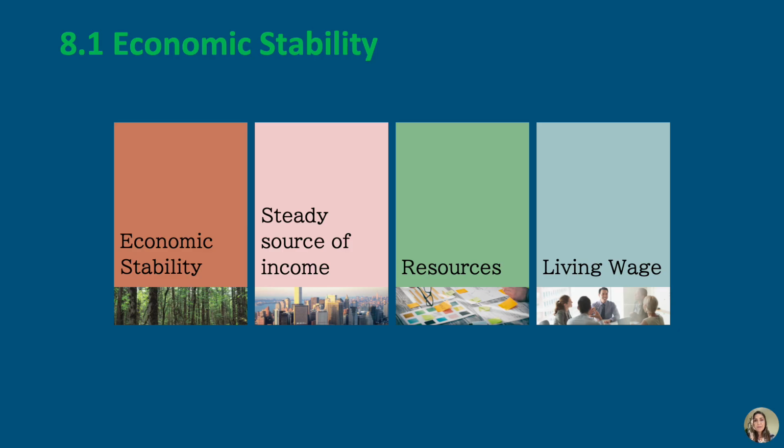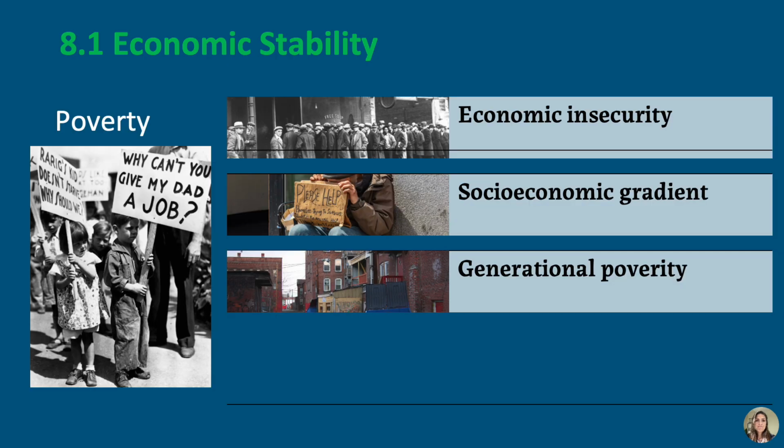So economic stability, when considering social determinants of health, is the ability to access necessary resources and care to promote healthy living. For an individual or family, economic stability is the state where the individual has a steady source of income and regular access to resources that are really essential for healthy life. One part of this would be the living wage, and we'll discuss this more as we continue.